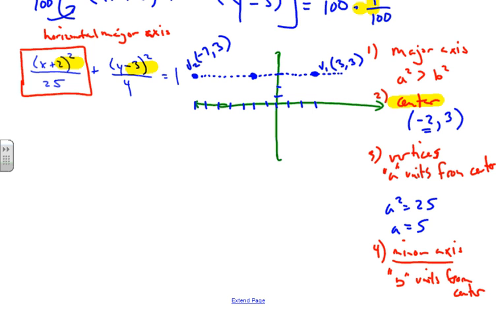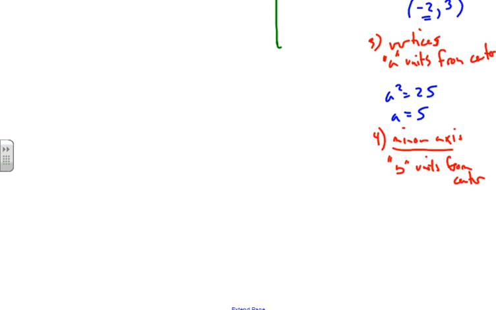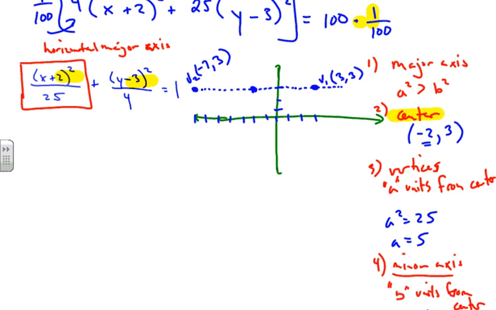Well, our b value, if you recall, is right there, our lower value. So it's going to be 4. So b squared equals 4, so b is going to equal 2. From here, this is going to be my minor axis, which is the vertical. And we're going to go 2 units. So 1, 2. All right, and we go 1, 2, and we have that right there.